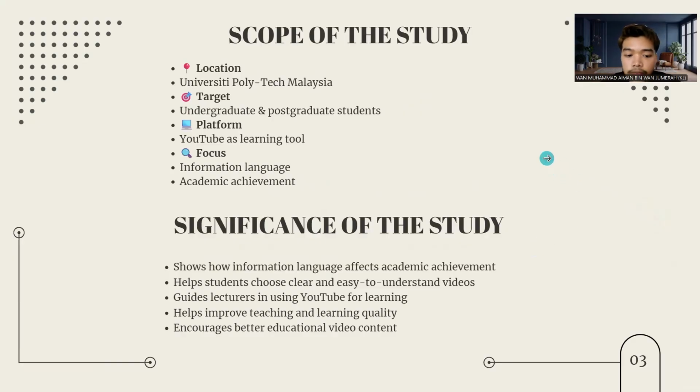So for the significance of the study, it is important because it shows how information language in YouTube can affect students' academic achievement. When the language is clear and easy to understand, students can learn better and understand the concepts more effectively. This study also helps students choose the right videos that are simple and suitable for them. For lecturers, it provides guidance on how to use YouTube as a useful learning tool in teaching. Lastly, it encourages content creators to produce educational videos with clear and well-structured language to support student learning.